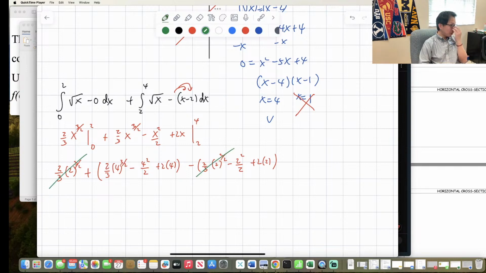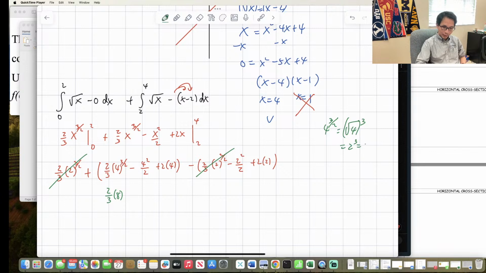That's the most important one that you need to see because sometimes you just need to work it out. You're going to see anything can simplify first. Everything else is going to be reasonable. So I'm just going to simplify this. It's going to be 2/3 times 8 because 4 to the 3 over 2 is the square root of 4 to the 3rd power, which is 2 to the 3rd. That's equal to 8.